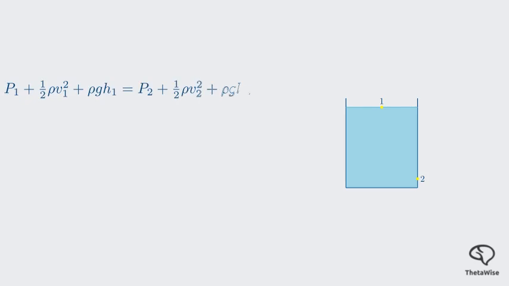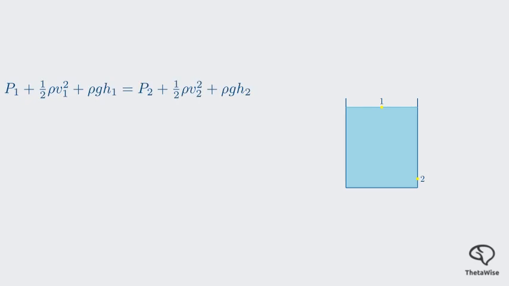Let's put this into practice with a classic example. Imagine a large water tank with a small hole in its side near the bottom. We want to know how fast the water exits the hole. This is called Torricelli's law. Let's call the surface of the water point 1 and the hole point 2. We can set up Bernoulli's equation between these 2 points. The total energy at point 1 must equal the total energy at point 2.